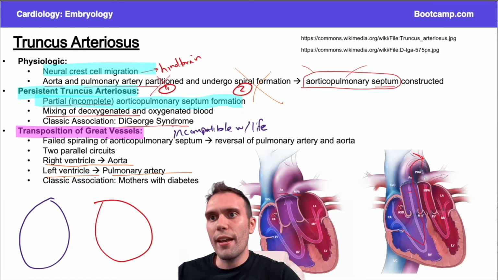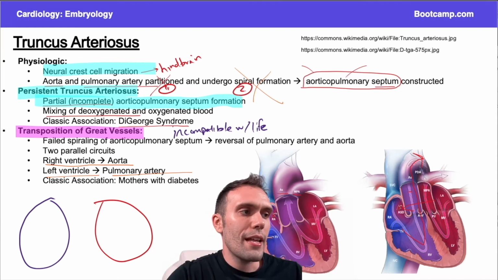Now you might be saying, okay, well, I still get board questions about neonates that are 2 or 3 years old that have transposition. So how are they surviving? Or in real life, how could someone survive with transposition? And the idea here is you need to have shunts that are going to get this blood from one location to another. For example, if I had an atrial shunt here, I can get this left atrial blood that's oxygenated into the right atrium, and that can get pumped out through the aorta.